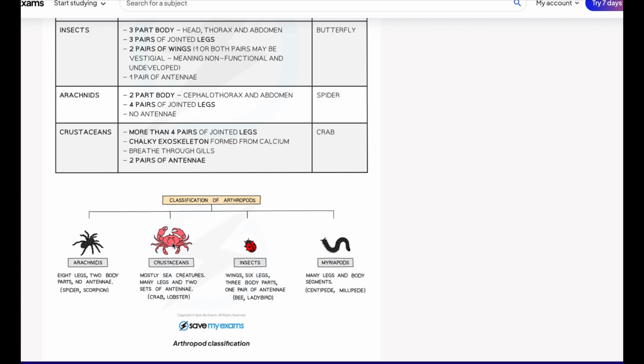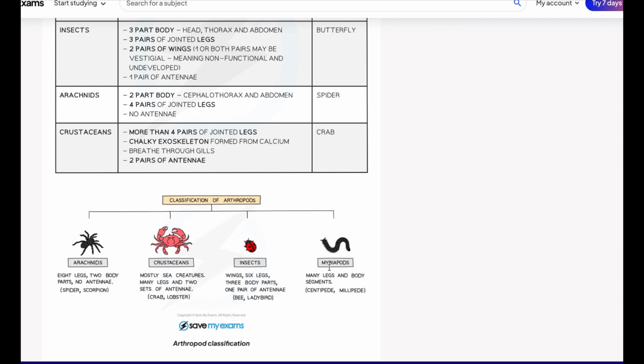Okay, this is a crustacean. The outside body is strong, and the inside is where the flesh is, like a crab. And then this is an insect. Insects have wings. They have six legs, their body parts, and one pair of antennae.